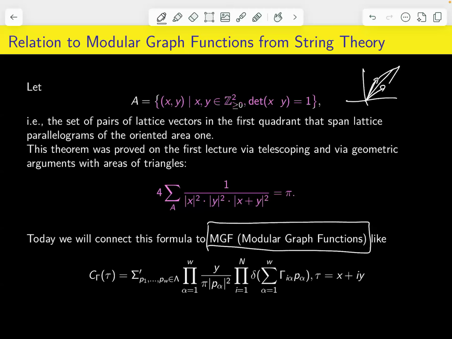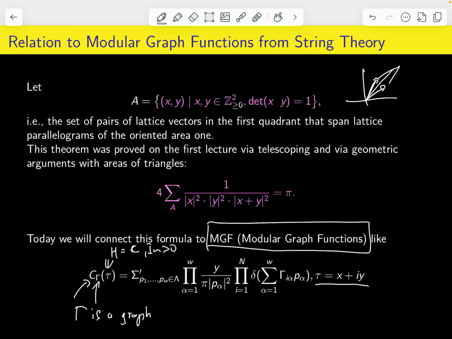Here we have a function C. Here we have gamma, it's a graph. And tau is a point from the upper half plane. So tau belongs to H, which is just the complex numbers with imaginary part bigger than 0. So what do we have on the right? On the right, we have a quite complicated expression. Later, I will explain it in more detail. For now, maybe let's look here.